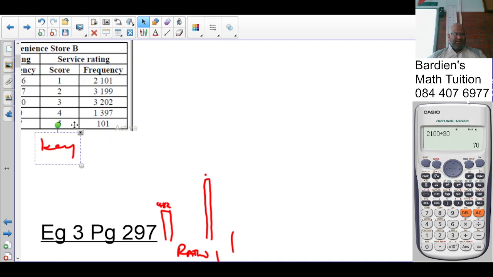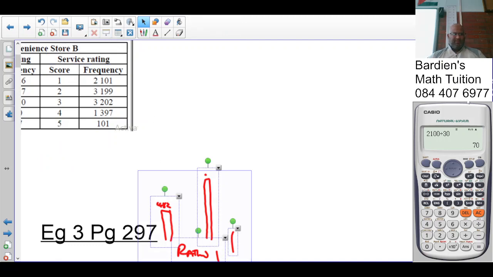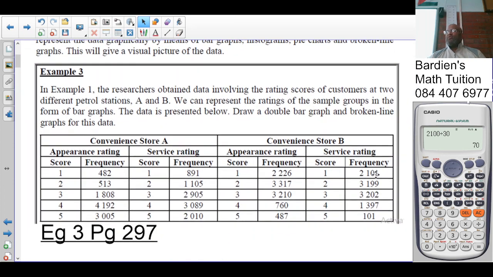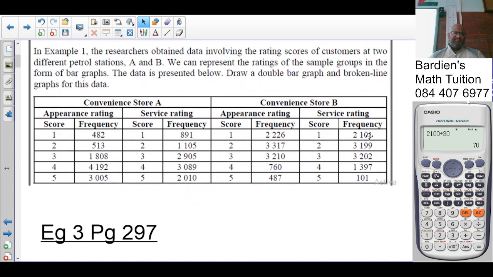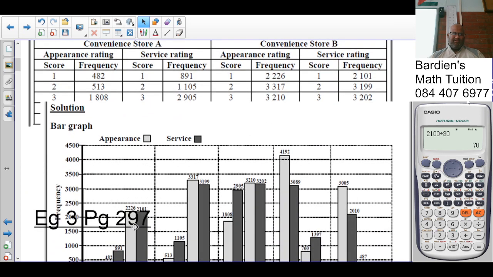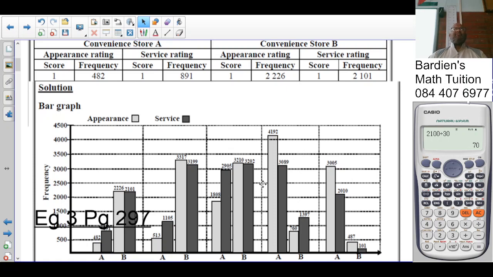These will be a bit better represented because they have actually used a graphing program to draw these graphs, okay? So if you look at what they have, can you see here? If we look at the first one here, category 1, what they did was they gave appearance a lighter shade and service a darker shade. Okay, we shaded store A and store B.